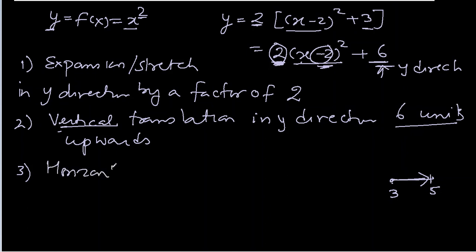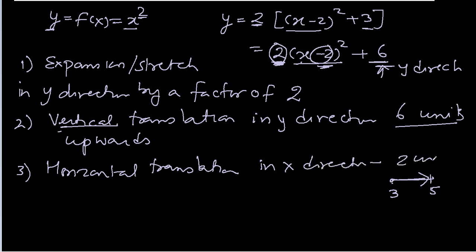Horizontal translation of every point in the x direction. How many? 2 units to the right, not to the left. Minus does not mean left. Minus in a transformation means moving right.